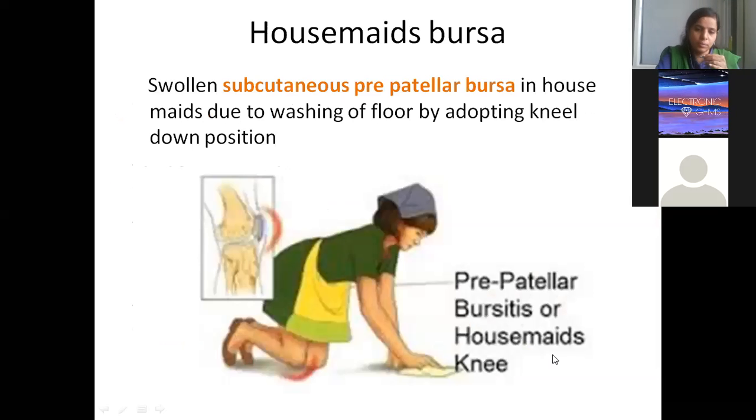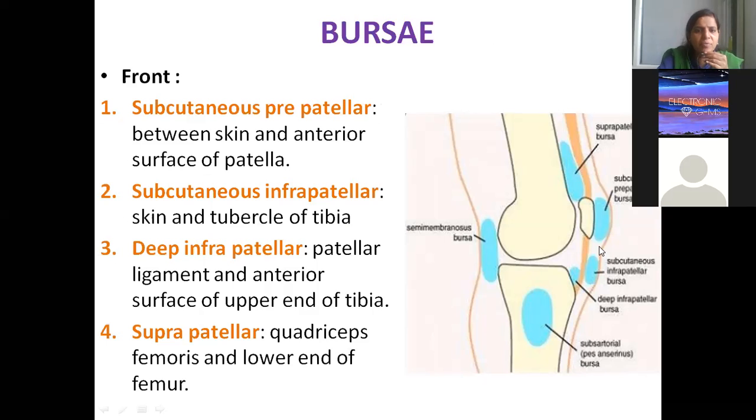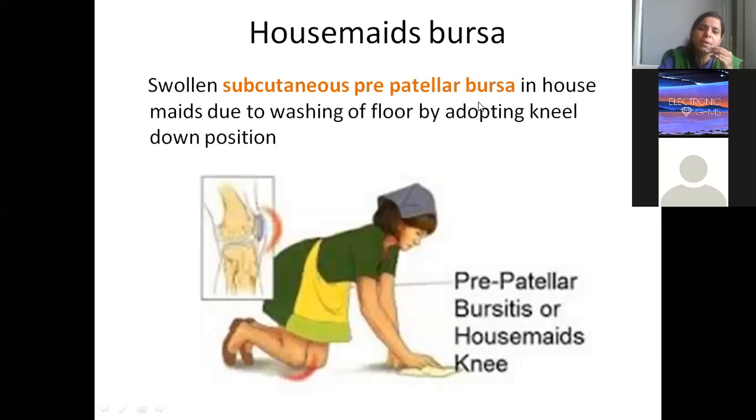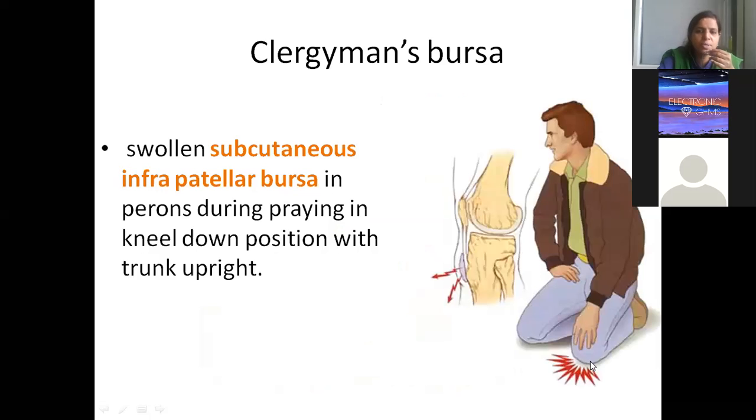Now, housemaid's bursa is like prepatellar, right in front of the patella, the subcutaneous prepatellar bursa. Housemaid's knee is a swollen subcutaneous prepatellar bursa, due to washing of floors by adopting this kneeling position. Clergyman's bursa is a swollen subcutaneous infrapatellar bursa. Based on which area is involved, that particular area may be crushed and there may be infection.